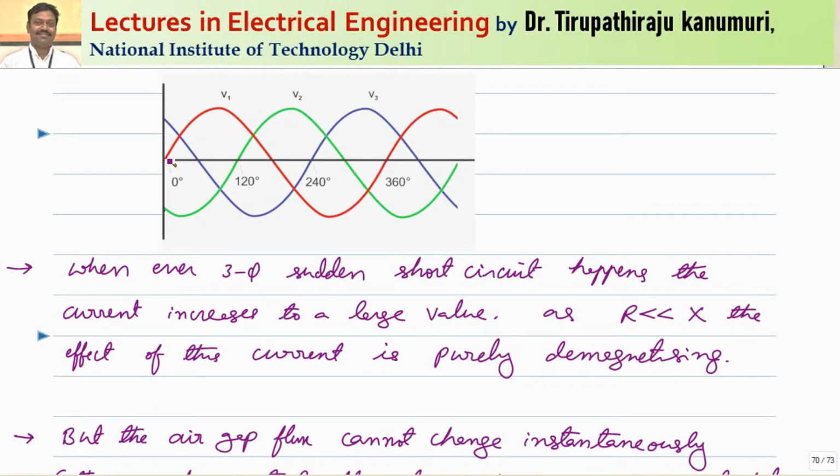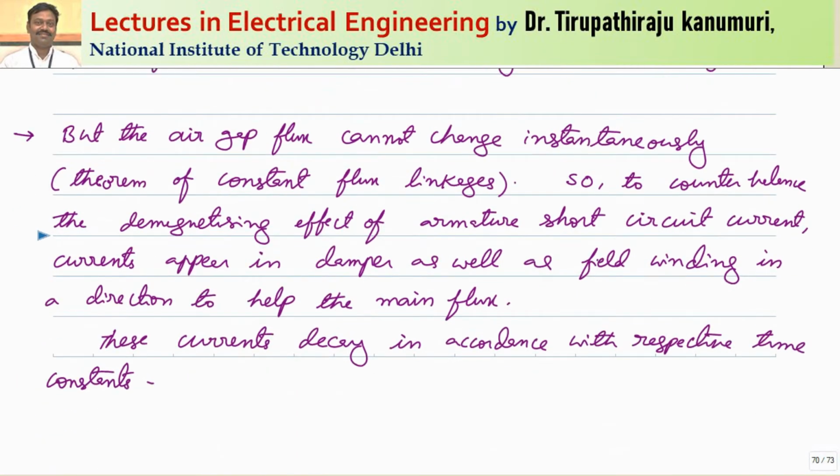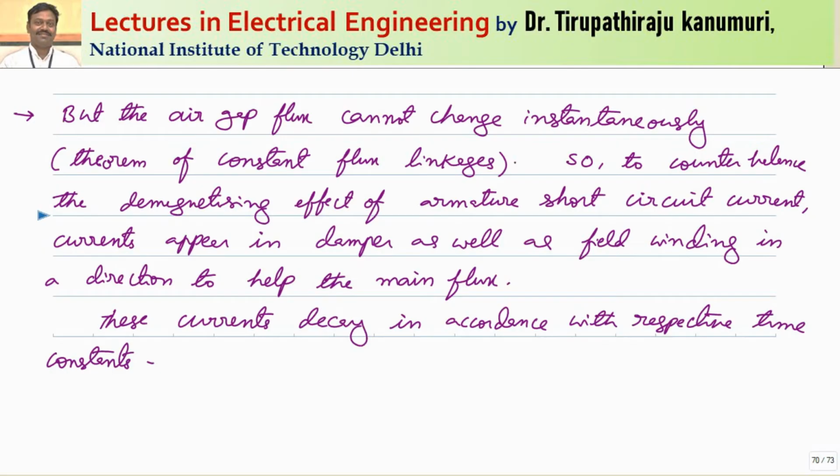Because at the instant of closing of the switch, the instantaneous voltages of different phases are different. That is the reason. That's why, in order to avoid confusion, we always try to analyze the symmetrical current only, and that symmetrical current can be multiplied with a proper factor to account for the DC offset. Whenever a three-phase sudden short circuit happens, the current increases to a large value. As R is far less than X, the effect of this current is purely demagnetizing. We have seen in the alternator that under ZPF lag load, the effect is purely demagnetizing.